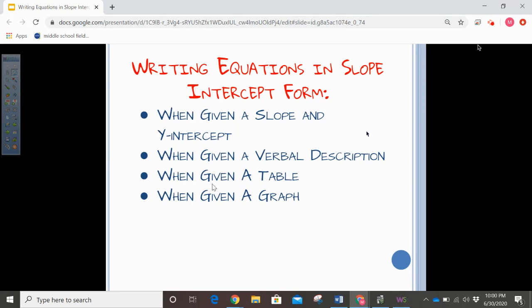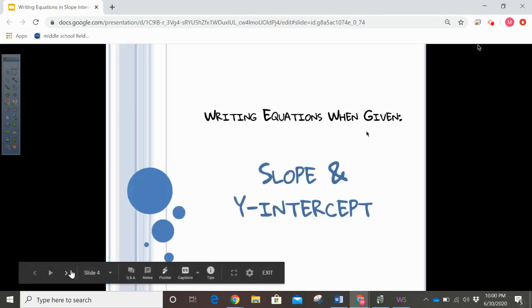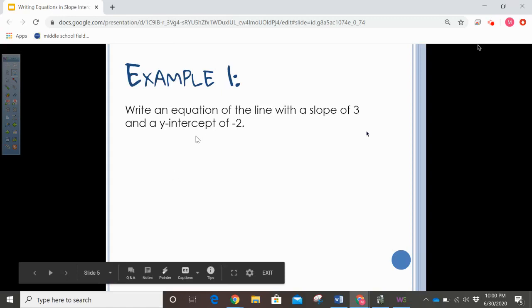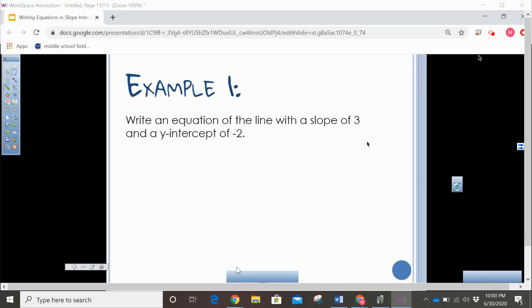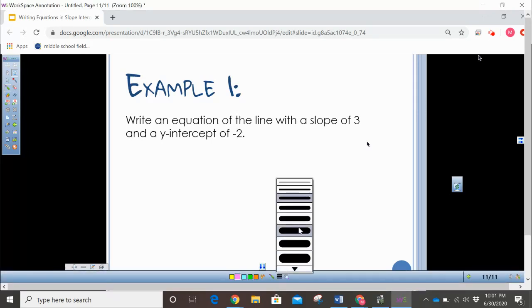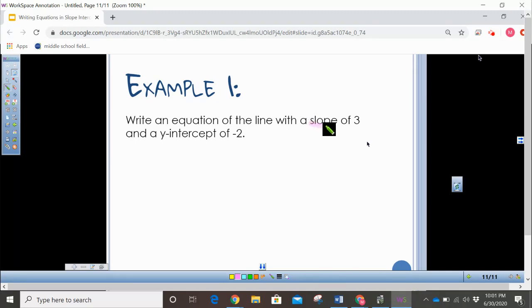So the first way we're going to look at today is when given a slope and a y-intercept. Example 1. It says write an equation of the line with a slope of 3 and a y-intercept of -2. So there are a couple pieces of information that really jump out to me. The first is that I have a slope of 3. And the second, I have a y-intercept of -2.